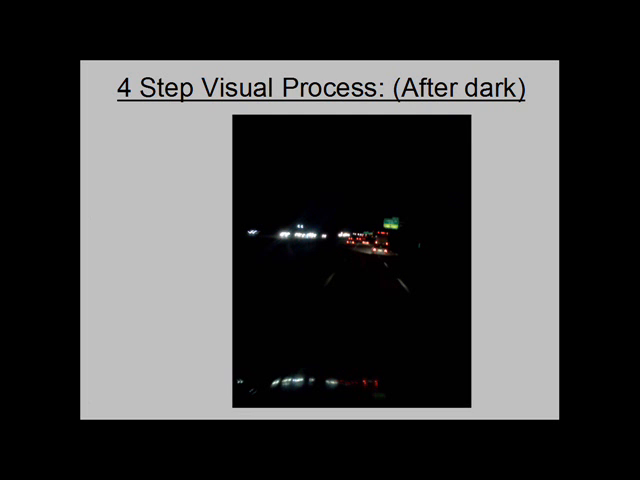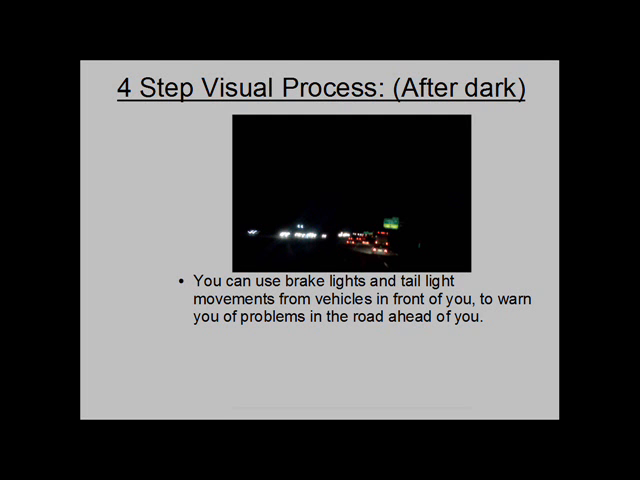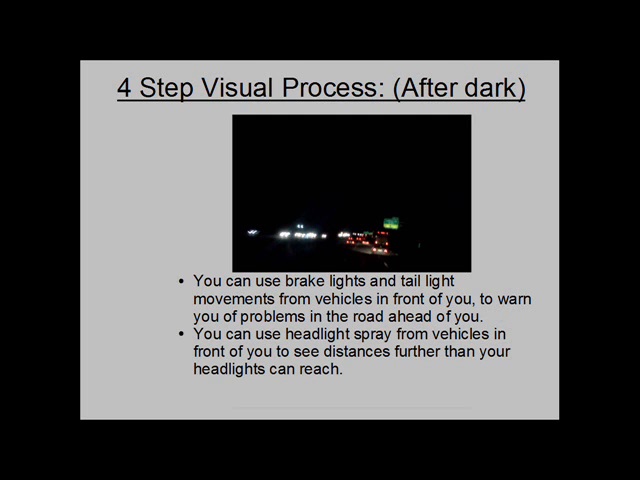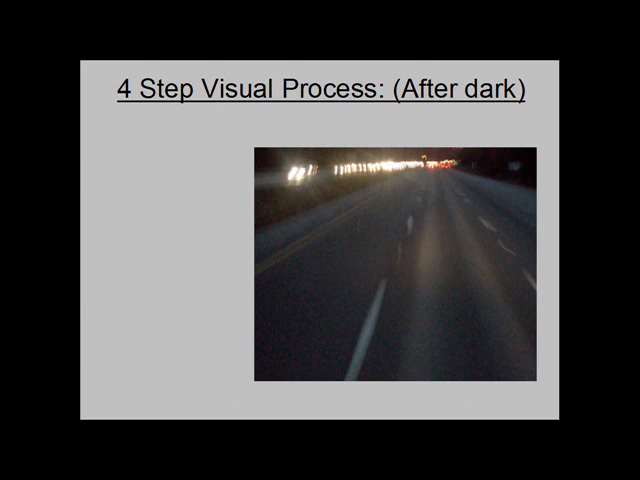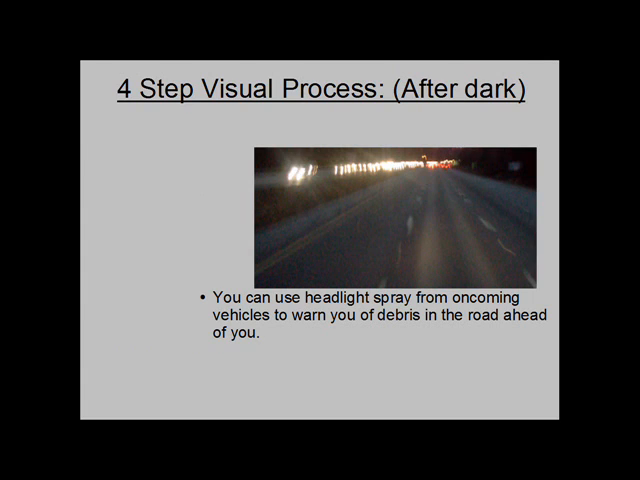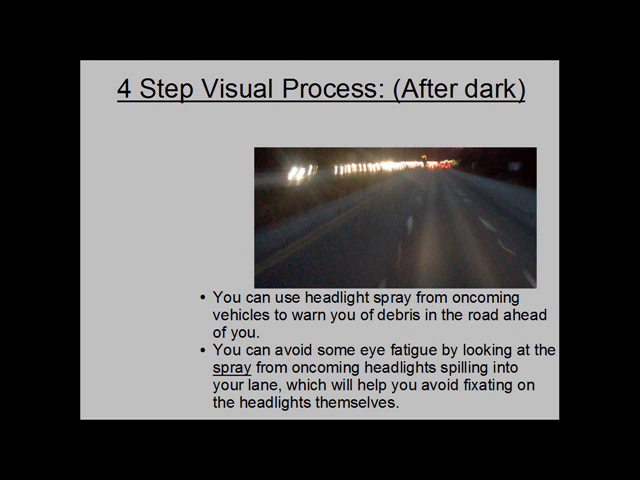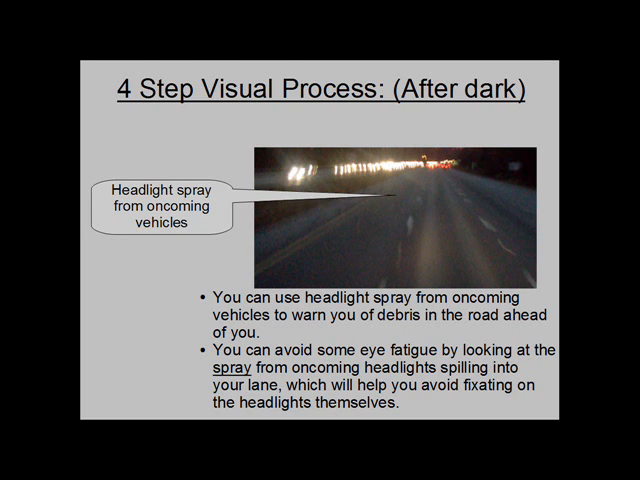Everyone knows that there is limited visibility after dark. There are a few things that will help you, such as you can use brake lights and tail light movements from vehicles in front of you to warn you of problems in the road ahead of you. You can use headlight spray from vehicles in front of you to see distances further than your headlights can reach. You can use headlight spray from oncoming vehicles to warn you of debris in the road ahead of you. You can also avoid some eye fatigue by looking at the spray from oncoming vehicles' headlights spilling into your lane, which will help you avoid fixating on the headlights themselves.